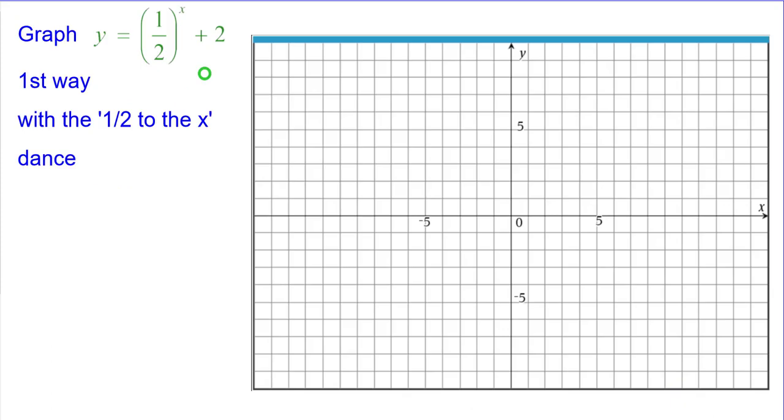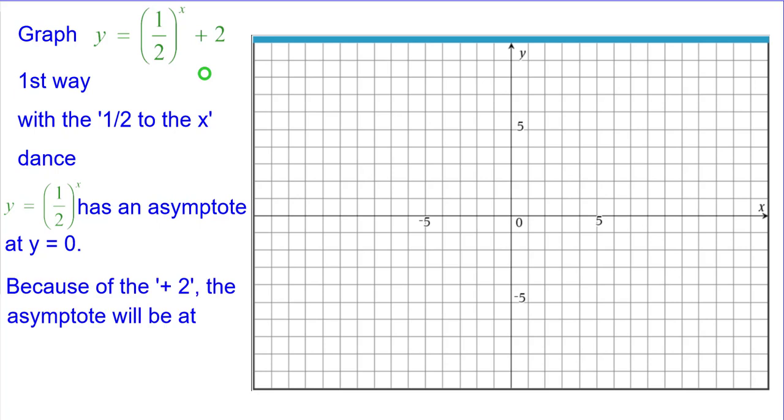First way, we're going to use what I call the 1/2 to the x dance. Y equals 1/2 to the x has an asymptote normally at y equals 0, but because of the plus 2 in the equation, the asymptote will be moved up to y equals 2. So we'll go ahead and plot that.